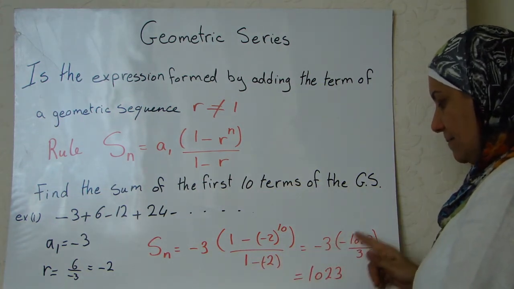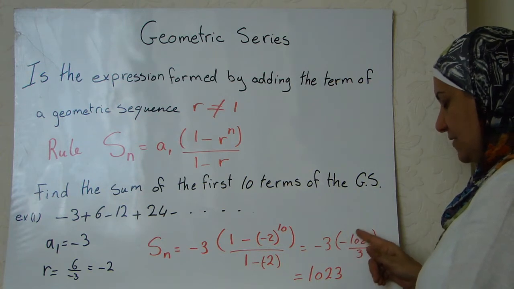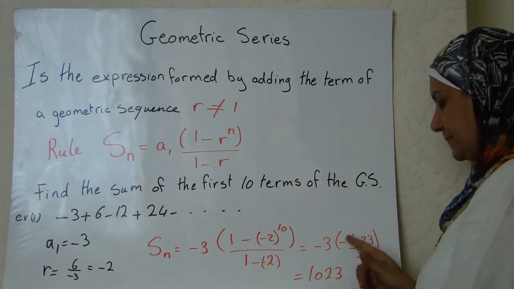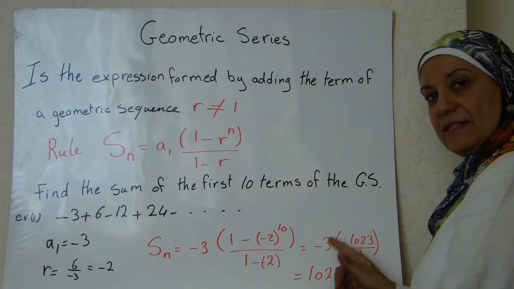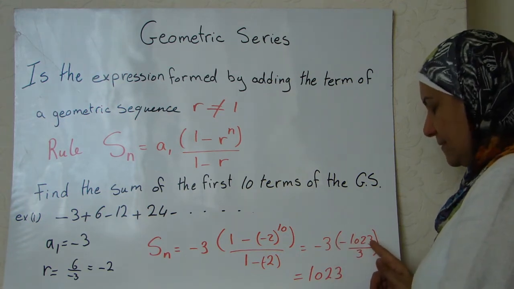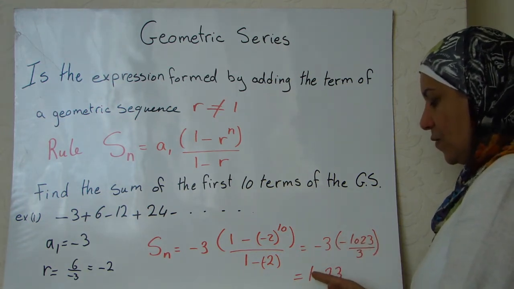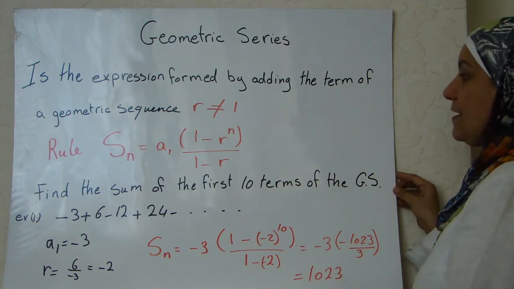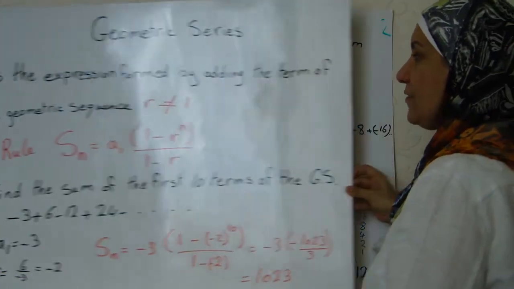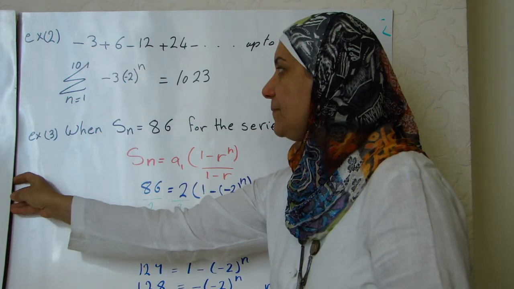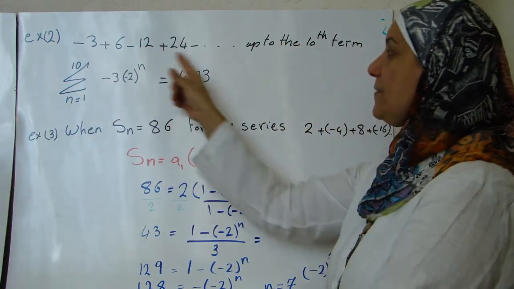Minus 3, bracket, 1 minus 1,024, over 3. We multiply the minus together, and simplify the 3 with the 3, we get 1,023. Can we solve this example in another way? Yes, we can. It's the same example exactly.